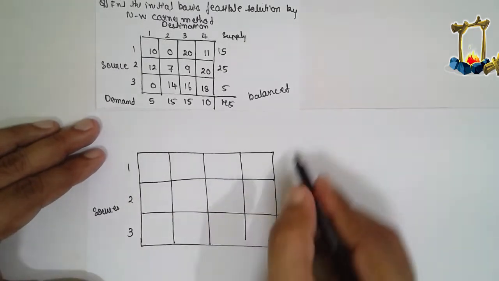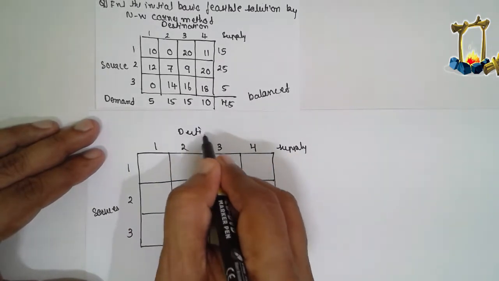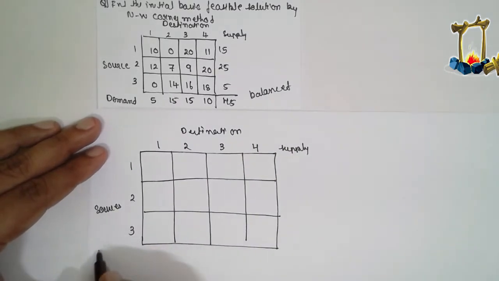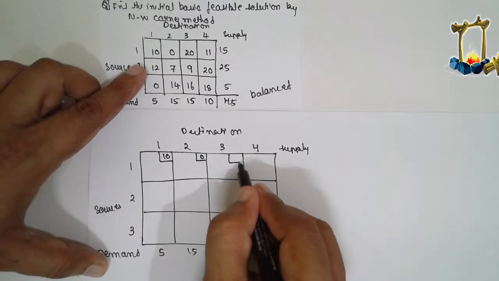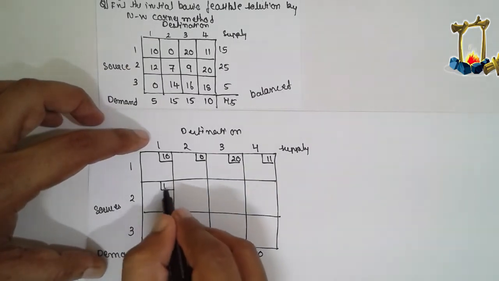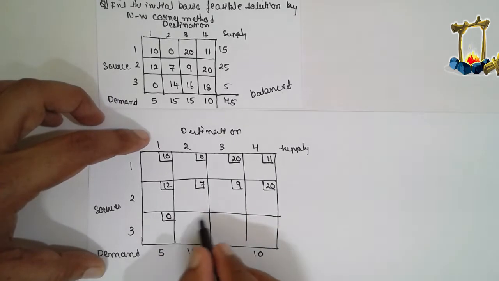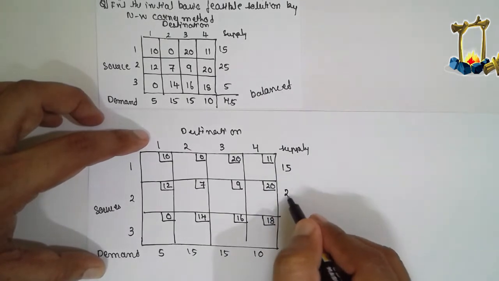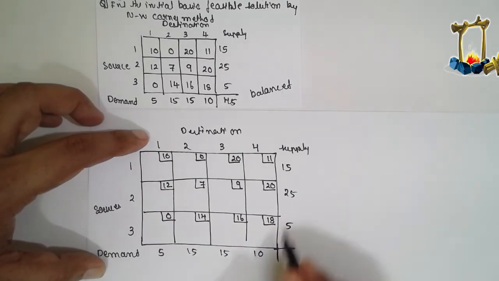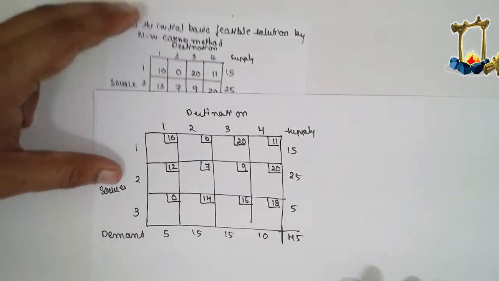Source, this is supply. 1, 2, 3, 4: destination, this is demand. 5, 15, 15, 10. Now write here 10, 0, 20, 11. Write here 12, 7, 9, 20, 0, 14, 16, 18. Supply will be 15, 25, 5. If I add these values, it becomes 45. It is the balanced method. Now, it is the northwest corner method.